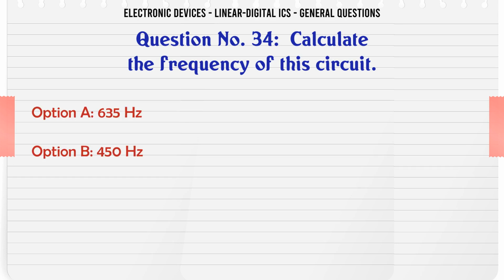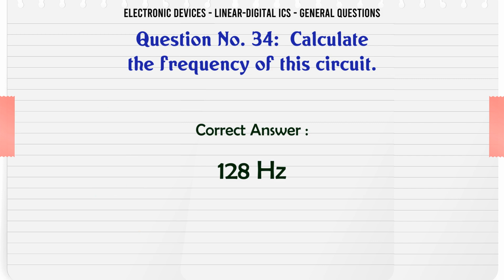Calculate the frequency of this circuit. A. 635 Hz. B. 450 Hz. C. 228 Hz. D. 128 Hz. The correct answer is 128 Hz.